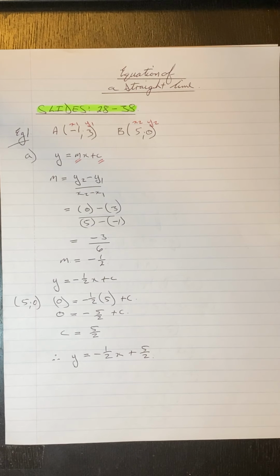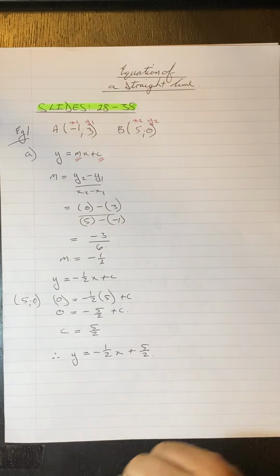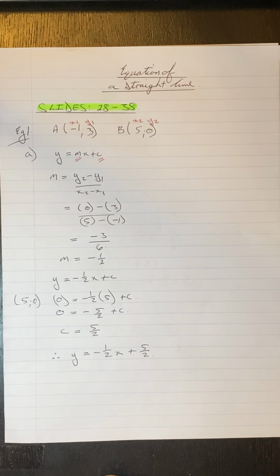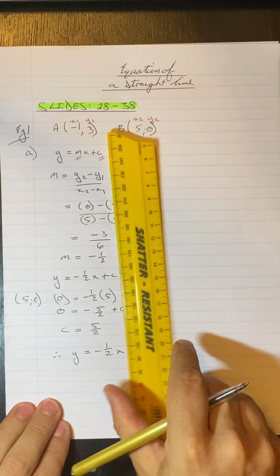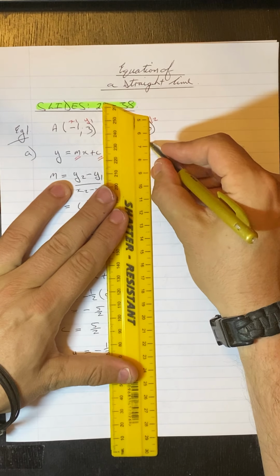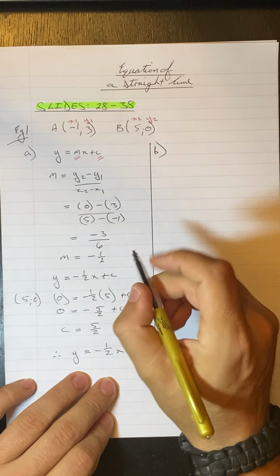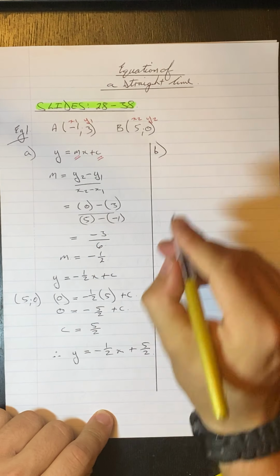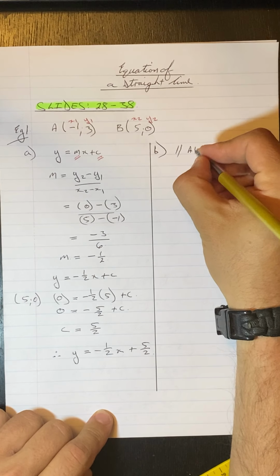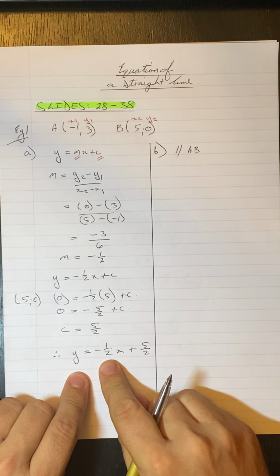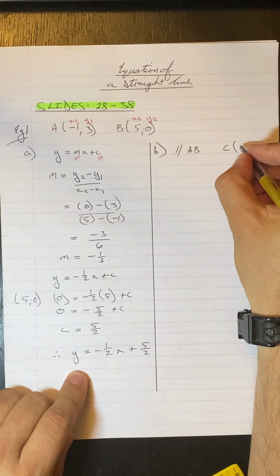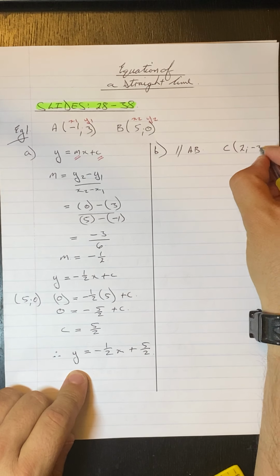That was question A. Now, question B says, determine the equation of the line parallel to this line, and it passes through the point C(2, -3). If I just do it on the side here, so we've just got all the information. So this is now question B. So we know that this second line is parallel to our AB line, which is this one here, and it goes through this point C, which is (2, -3).